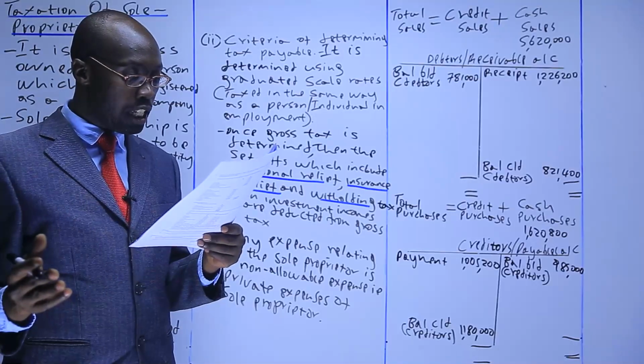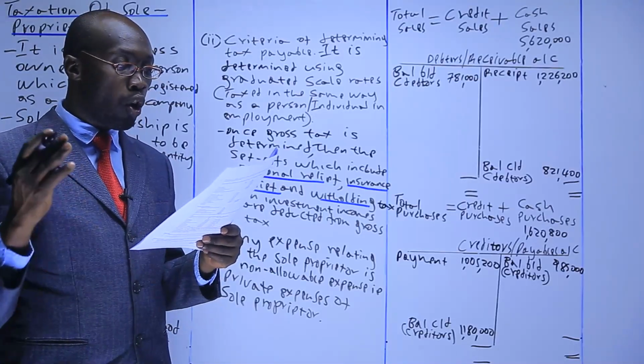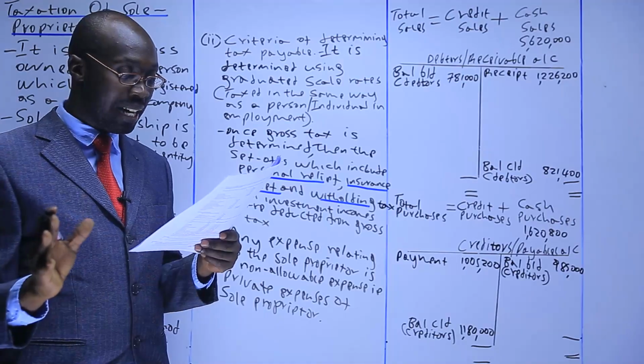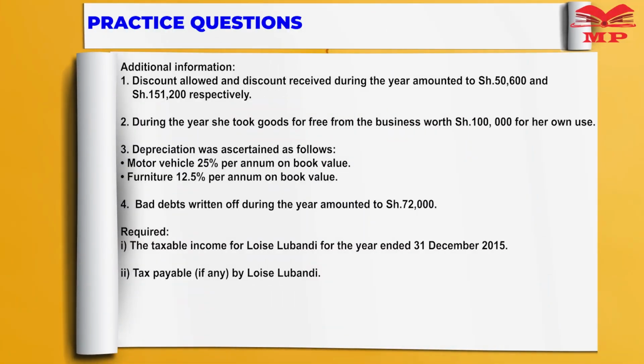Then salaries and wages due, prepaid rate, no. Commission received in advance, no. That doesn't affect. Capital, no. Additional information, number 1: discount allowed and discount received during the year amounted to 5,600 and 151,200 respectively.